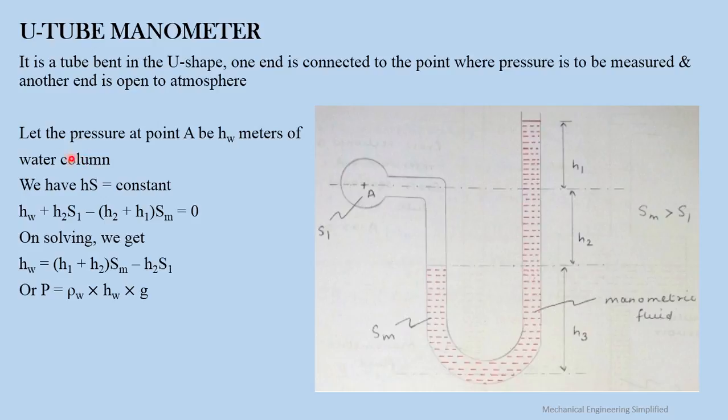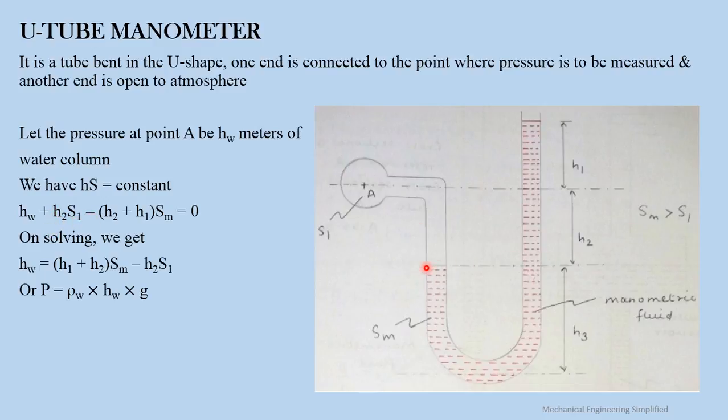Okay, so we consider that we have to calculate the pressure at point A, and let the pressure at point A be HW meters of water column. We have seen in the earlier slides that we have a relation that H into S is a constant. So we will use this same concept, and from this point we have HW, and then we will go downward, and I have already told you that while going downward we have an increase in the pressure. So this is the addition H2 S1.